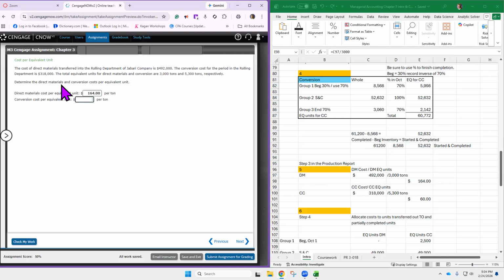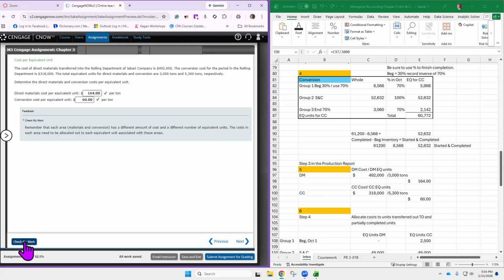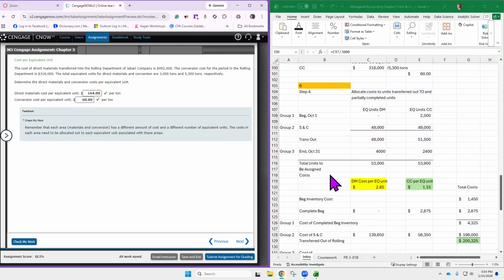Then the next one is there are 318,000 in conversion costs, and they have equivalent units that they want us to use of 5,300. So that makes $60 per equivalent ton. Okay, so all right, number 6.